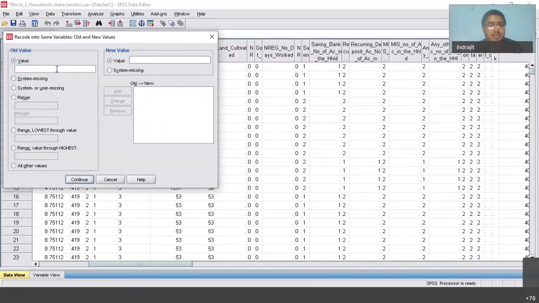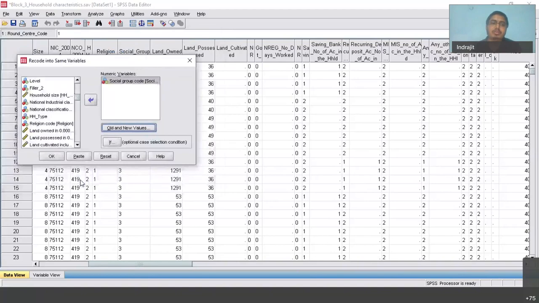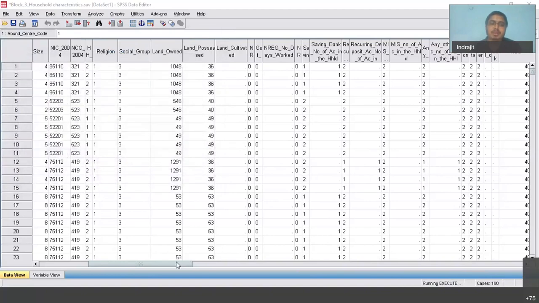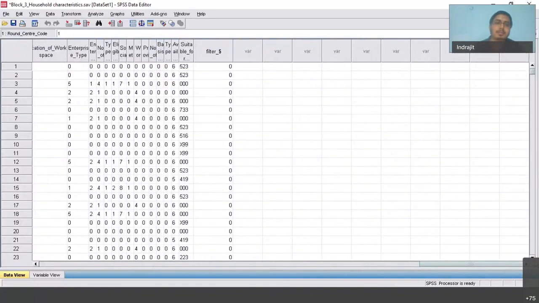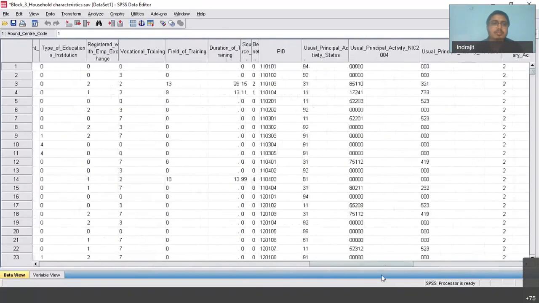So what I said, I am giving value one to one, also value one to two, meaning ST also one and SC also one. I am clubbing them together. And all other values I am giving zero, because I want to create one binary variable, that 1-0 variable. So add zero. So continue. Okay. Fantastic. So here I have recoded the same variable.